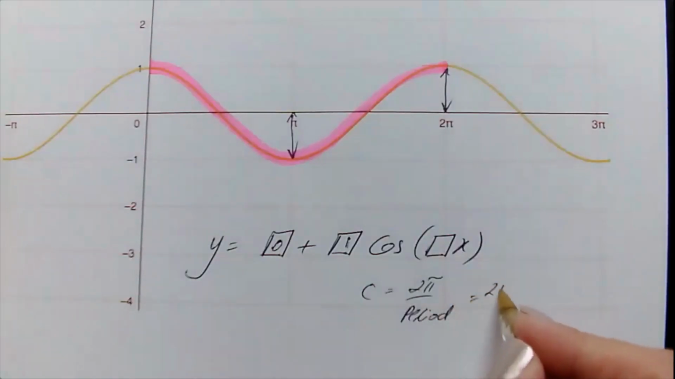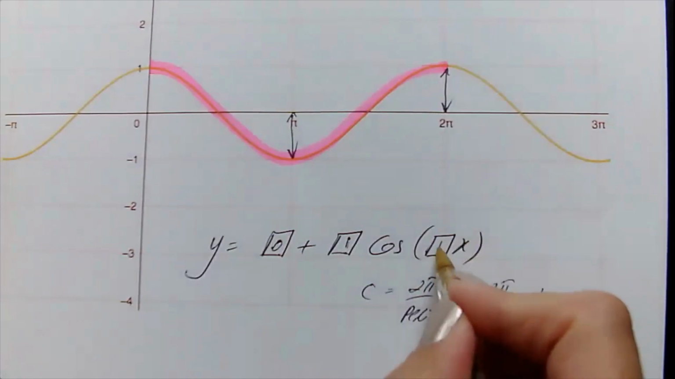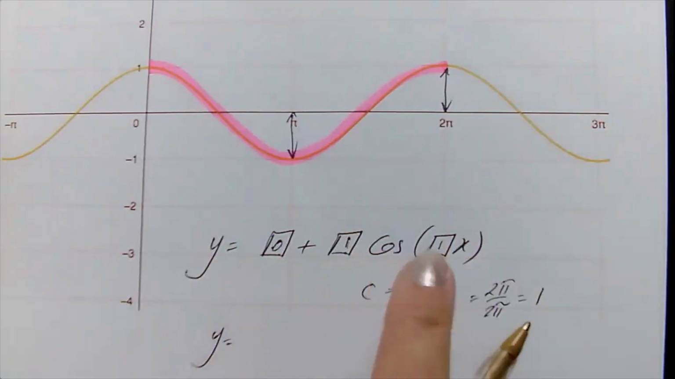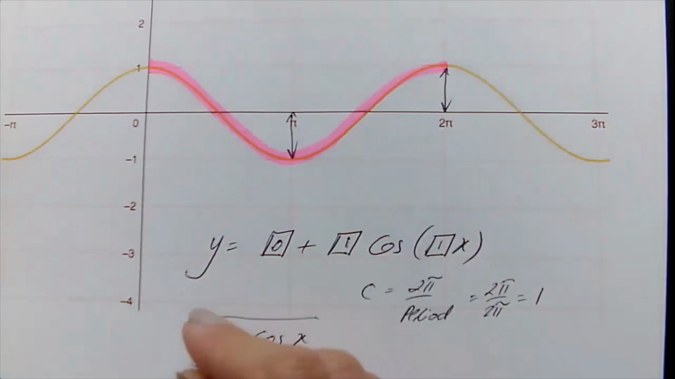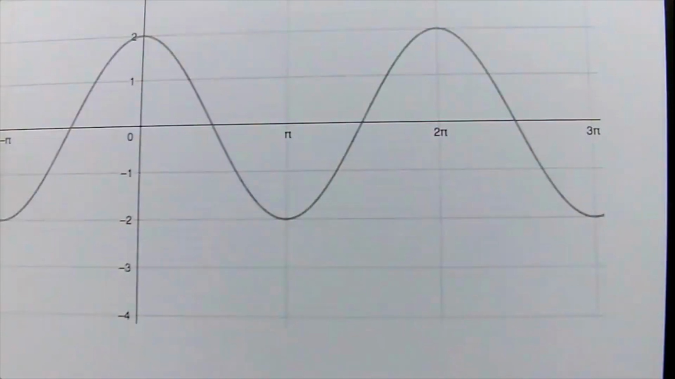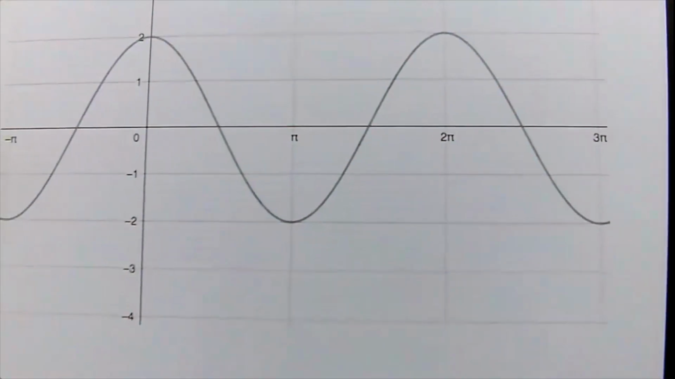So I have, of course, 2 pi divided by the period is 2 pi, which is 1. So again, we've got a 1 in there. So this is y equals cos x. It's the cos x curve. Okay, next question. Again, pause if you feel confident to try this one on your own.